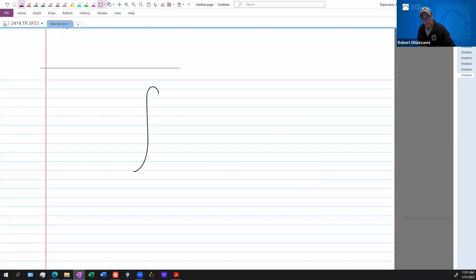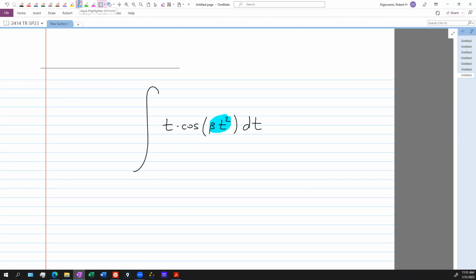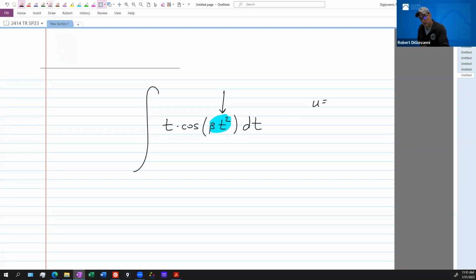Like if I gave you this problem, you might look at that and say, oh, that's integration by parts because I see a product. But this is basic u substitution because what is the derivative of that? If I just let u be beta t squared, the derivative of that would be 2 beta t dt. Everyone see that? That's a derivative of beta t squared.